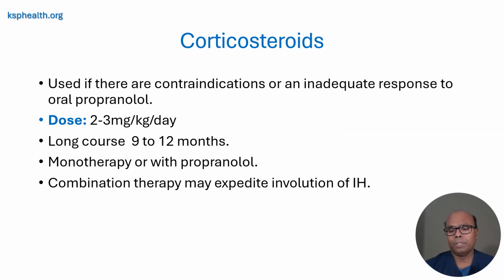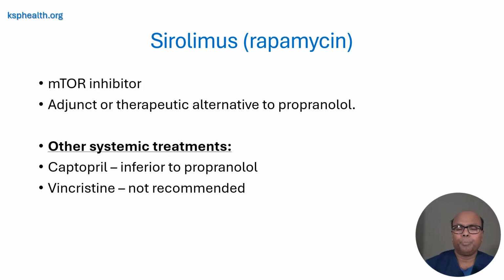Corticosteroids are the second most commonly used drug. They are used if there are contraindications or inadequate response to propranolol. The dose is 2 to 3 milligram per kilogram per day. It often needs a long course. It can be given as monotherapy or adjuvant to propranolol. The combination therapy may expedite involution of hemangioma. Other drugs used are sirolimus or rapamycin, as adjunct or therapeutic alternative to propranolol. Captopril is inferior to propranolol. Vincristine is not recommended.